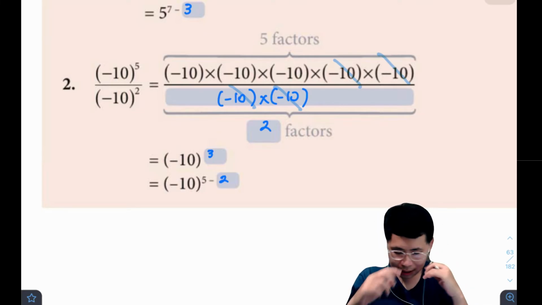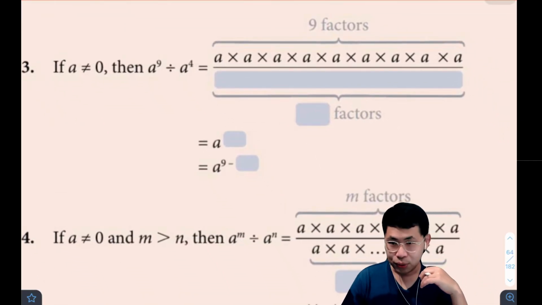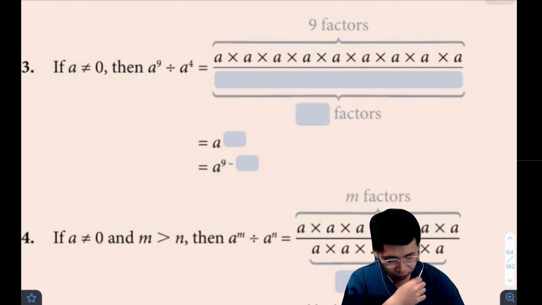Okay, now let's take a look at the next page, next question. Now if a is not 0, then a to the power of 9 divided by a power 4.